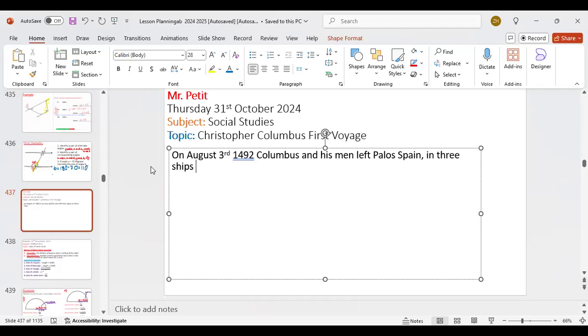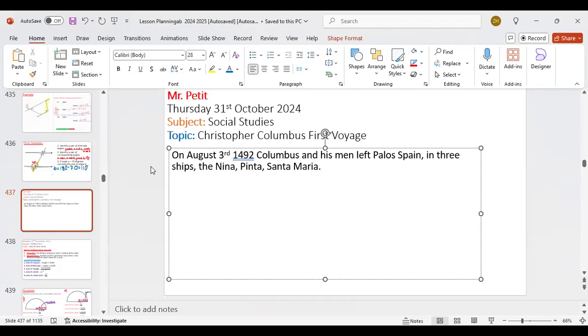The ships are the Santa Maria, the Nina, and the Pinta. It's pronounced Nina. The Nina, Pinta, and Santa Maria.